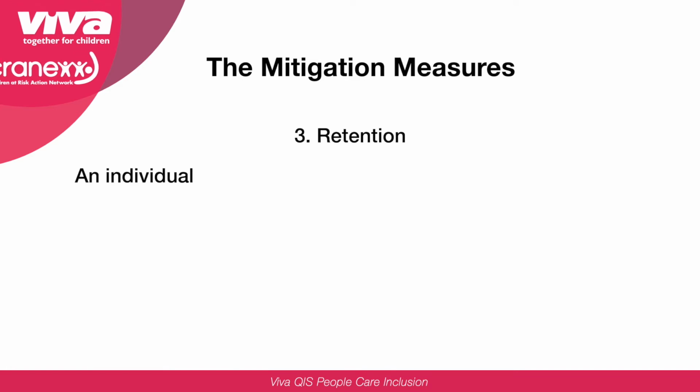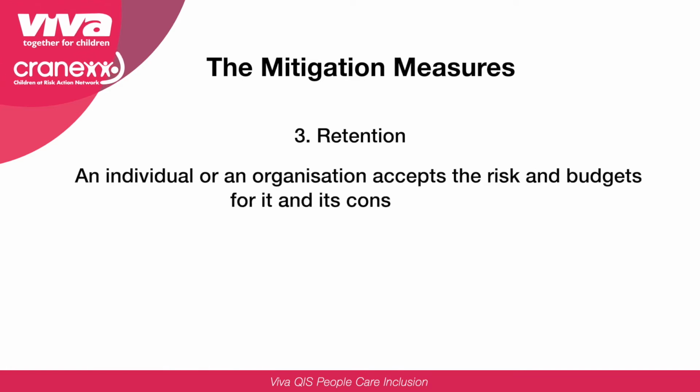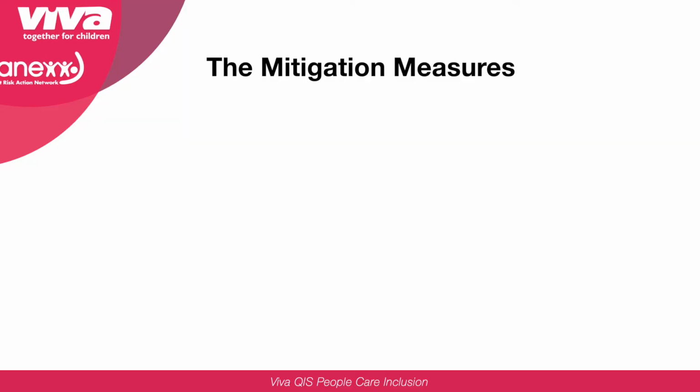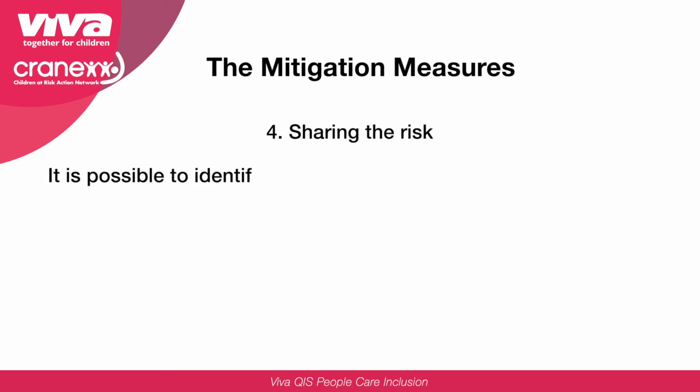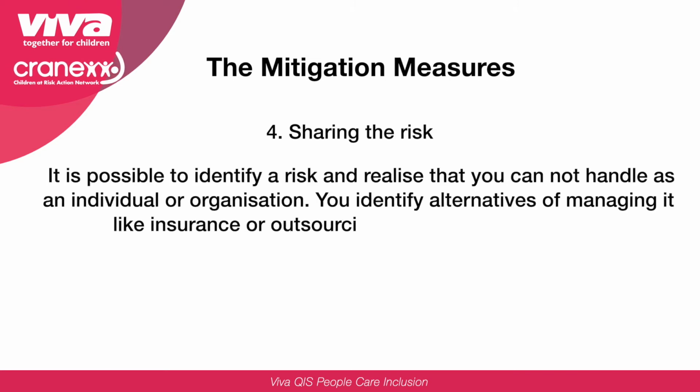The third level is retention. An individual or organization accepts the risk and budgets for it and its consequences. That means you budget for the risk in your annual budget or monthly budget. And the last mitigation measure is sharing the risk. It is possible to identify a risk and realize that you cannot handle it as an individual or organization. So what you do is identify alternatives of managing it, like insurance or outsourcing to other service providers.